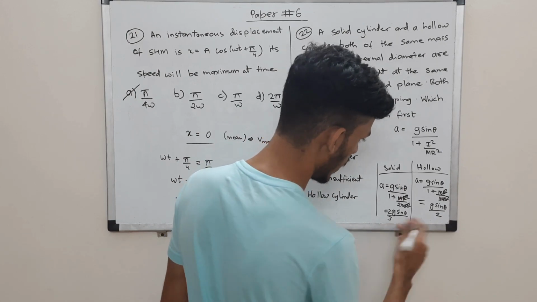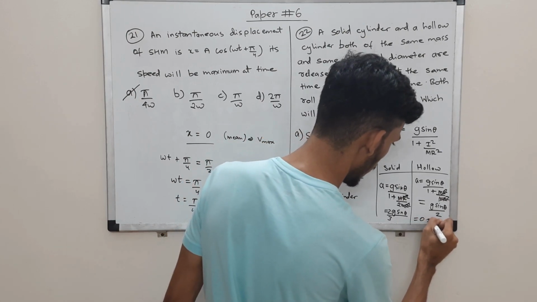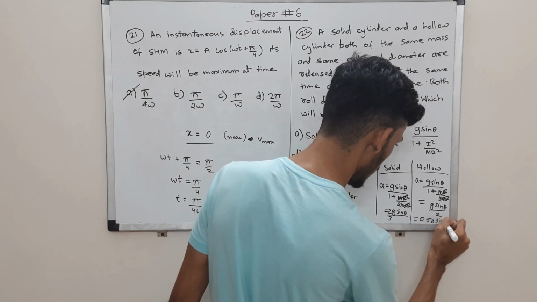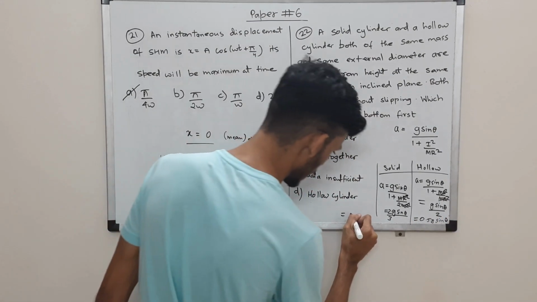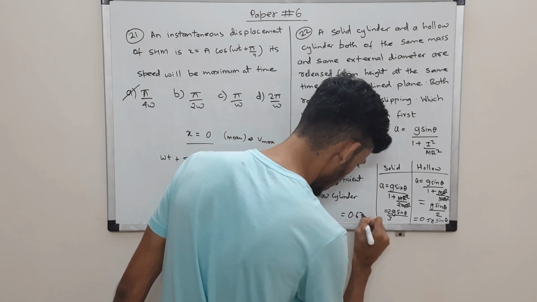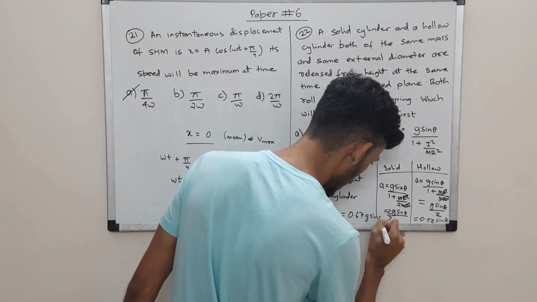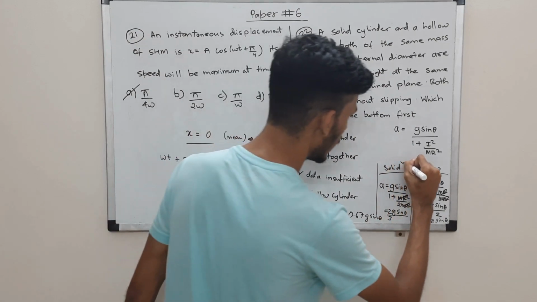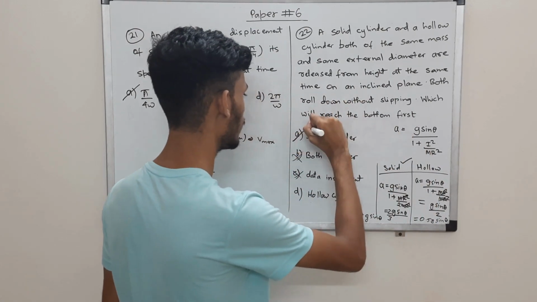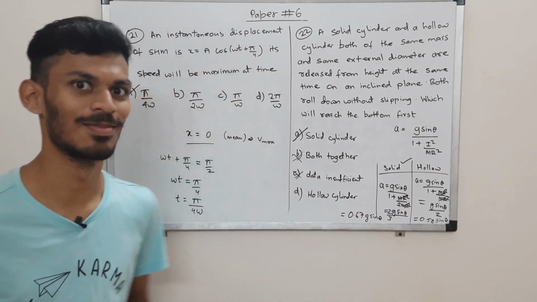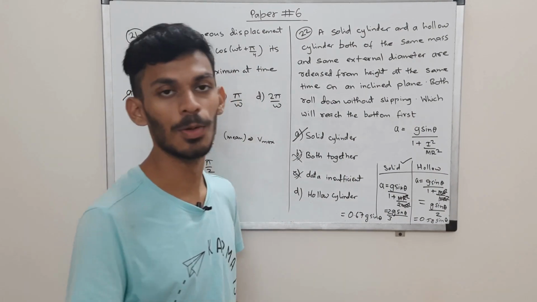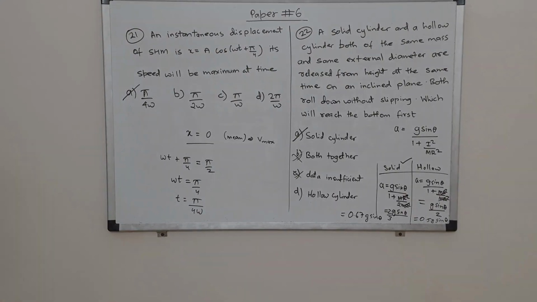This one is greater, right? This is around 0.5 g sin theta, whereas this, 2 by 3, is 0.67 g sin theta. So easily you can see that the acceleration for the solid one is bigger, so the time taken for the solid cylinder will be lesser. Isn't that amazing? So over to the next question.